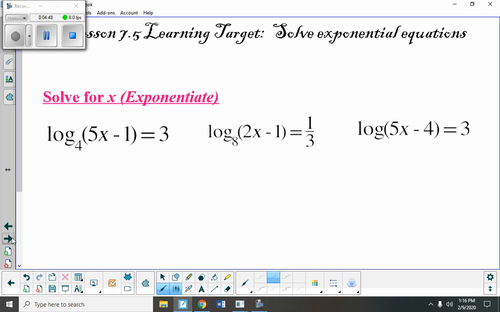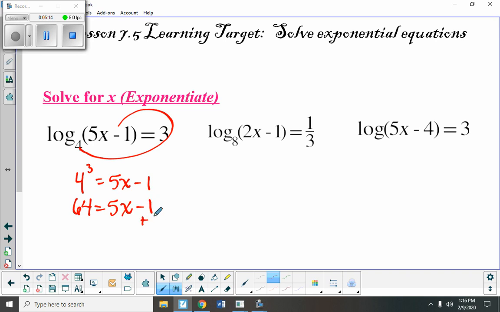Next, we're going to solve for x, and we're in log form this time. And so we're going to do what's called exponentiate here. And so that's just writing it in an exponential form. So we have log base 4. So we're going to write 4 to the third power equals 5x minus 1. So 4 to the third is 64, and that equals 5x minus 1. And then we solve that equation for x. And so x is equal to 13.